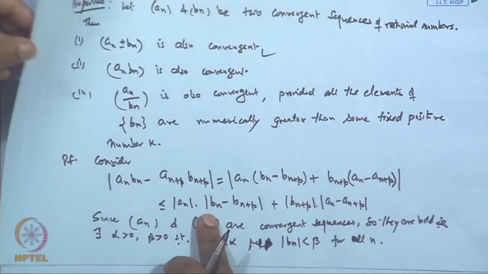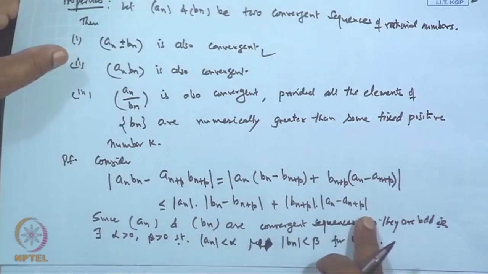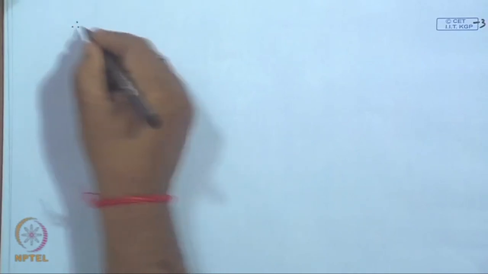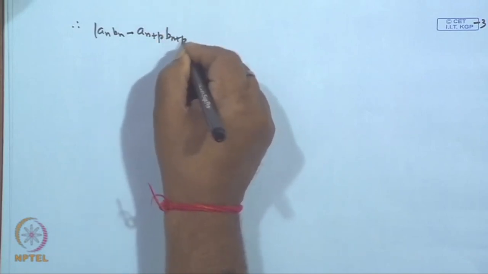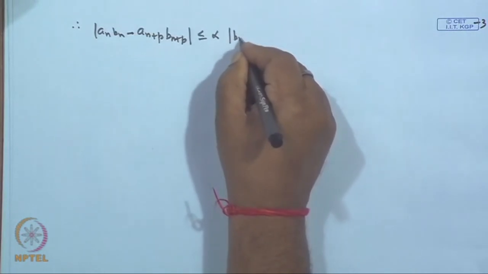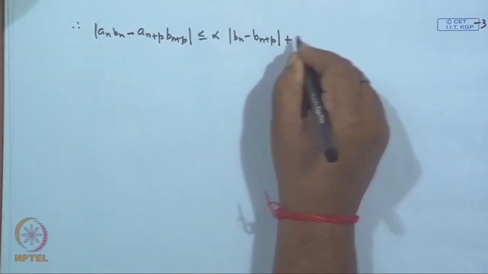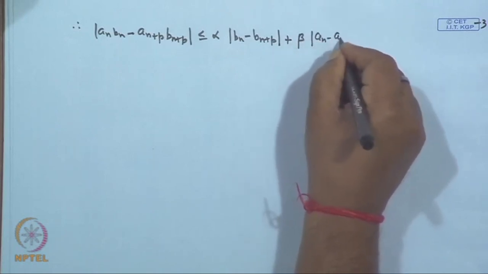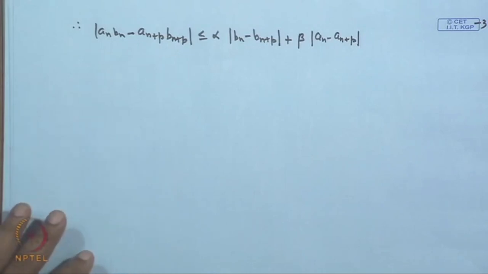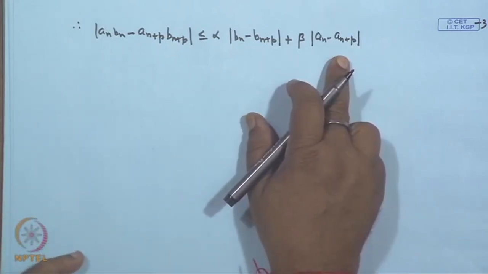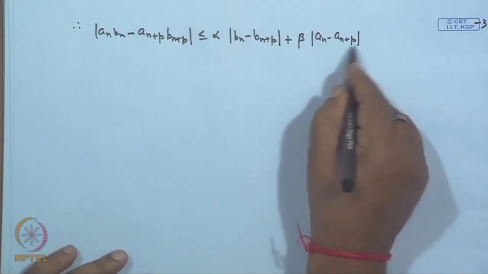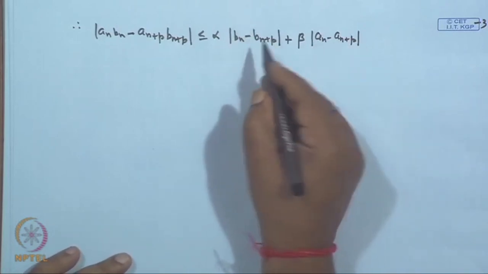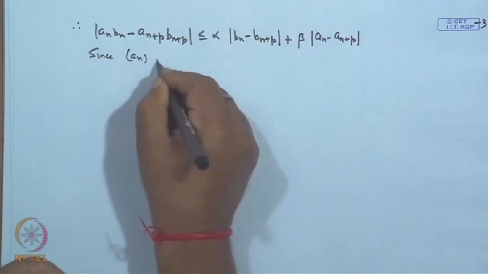Now, further, b_n and a_n are convergent sequences, so we will make the criteria from here. Therefore, mod of a_n b_n minus a_(n+p) b_(n+p) is less than or equal to alpha times mod (b_n minus b_(n+p)) plus beta times mod (a_n minus a_(n+p)). Now, since a_n and b_n are convergent, for any given arbitrary small positive number epsilon, one can find a common n so that this can be made as small as we please, and this can also be made as small as we please.